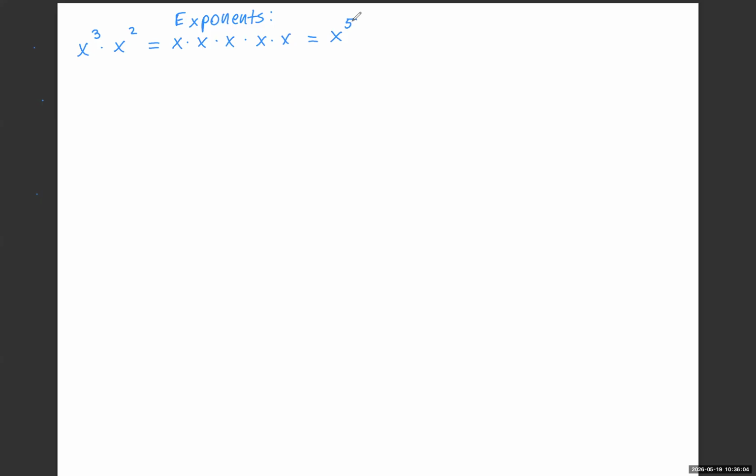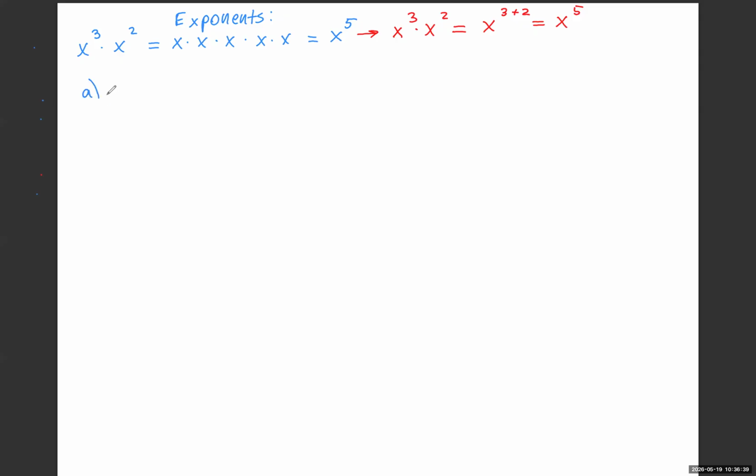Now, if we were to do this every single time, that would take way too long, and the higher the power on the x, the longer it would take to expand. Therefore, we have created a rule that we can follow to make it a little bit simpler. So x to the third times x to the second is the same as x to the power 3 plus 2, so x to the fifth. We're going to follow this particular rule in a couple more examples.